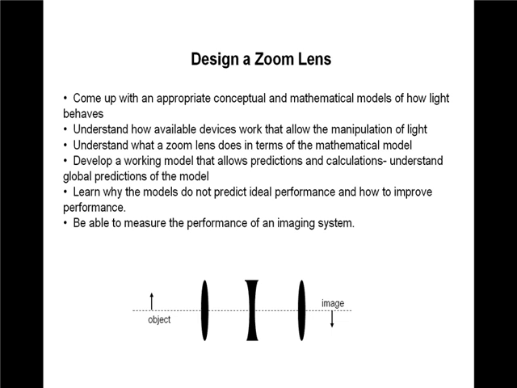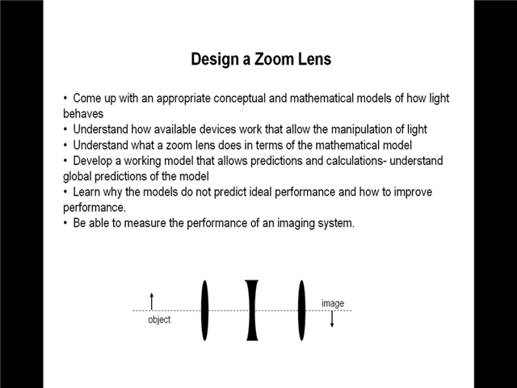We've been working on designing a zoom lens, and we've really done a lot. We've come up with some conceptual and mathematical model of how light behaves. We understand how lenses allow light to be bent and to collect the rays that come from an object to form an image. We understand what a zoom lens does in terms of various mathematical models and are able to use ray matrices, ray tracing, and Gaussian optics to predict how a lens system is going to behave.